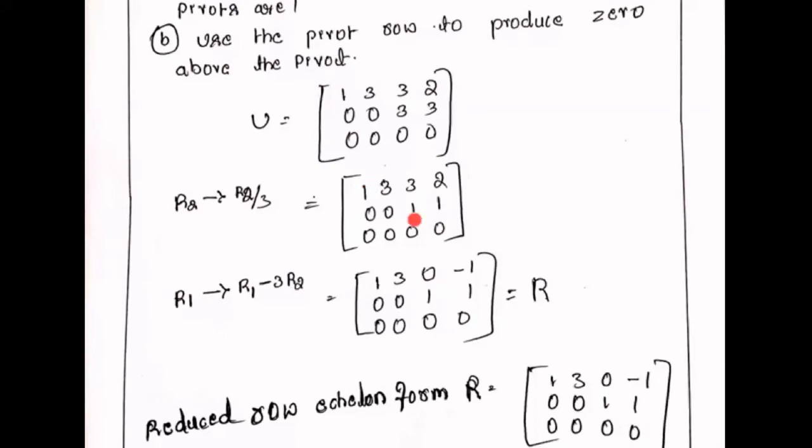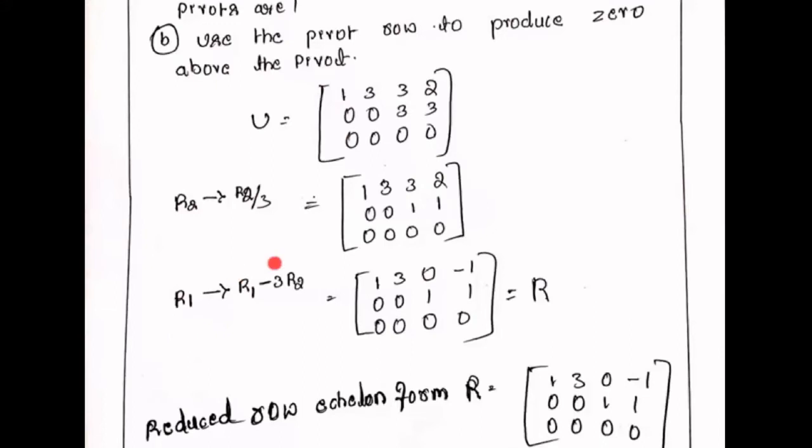Once the pivot starts, you can make this above value also a 0. So how do I make it? You have to subtract row 1 by 3 times row 2. So that is what I have written. Row 1 becomes row 1 minus 3 times row 2.